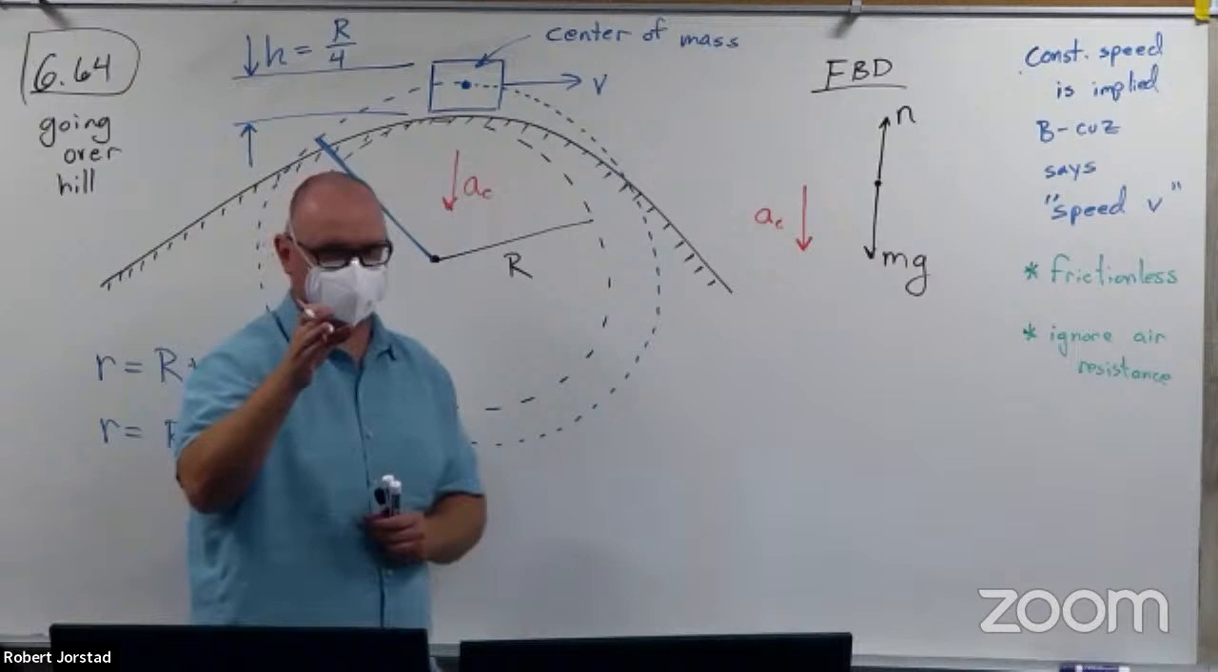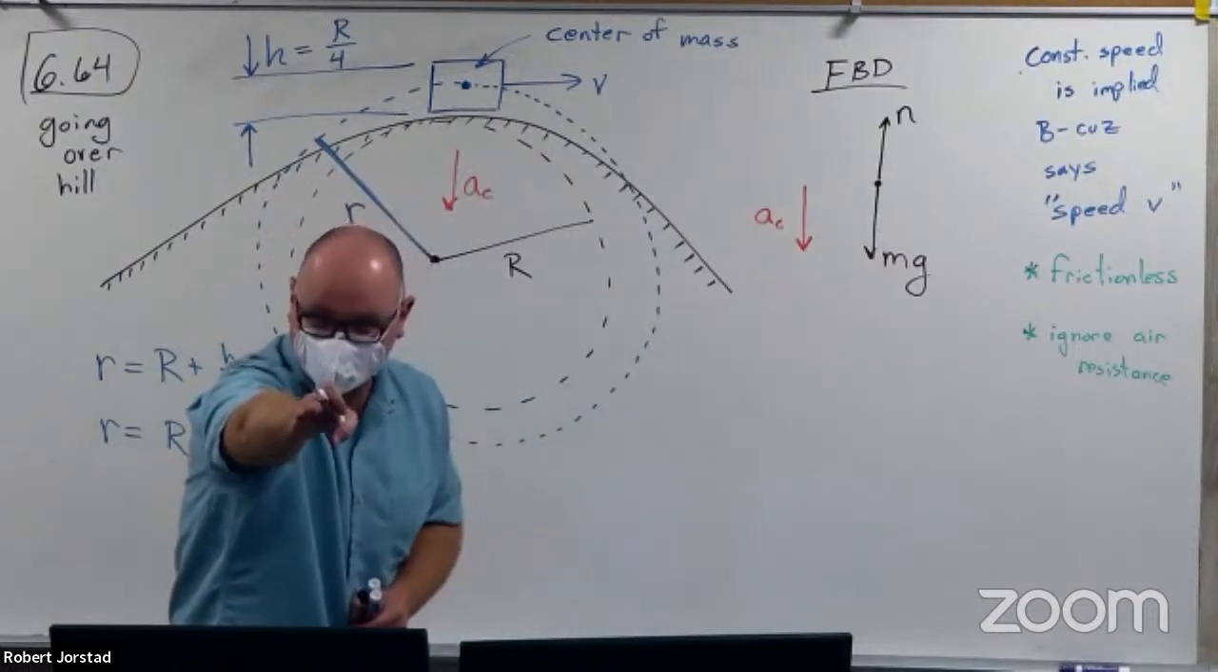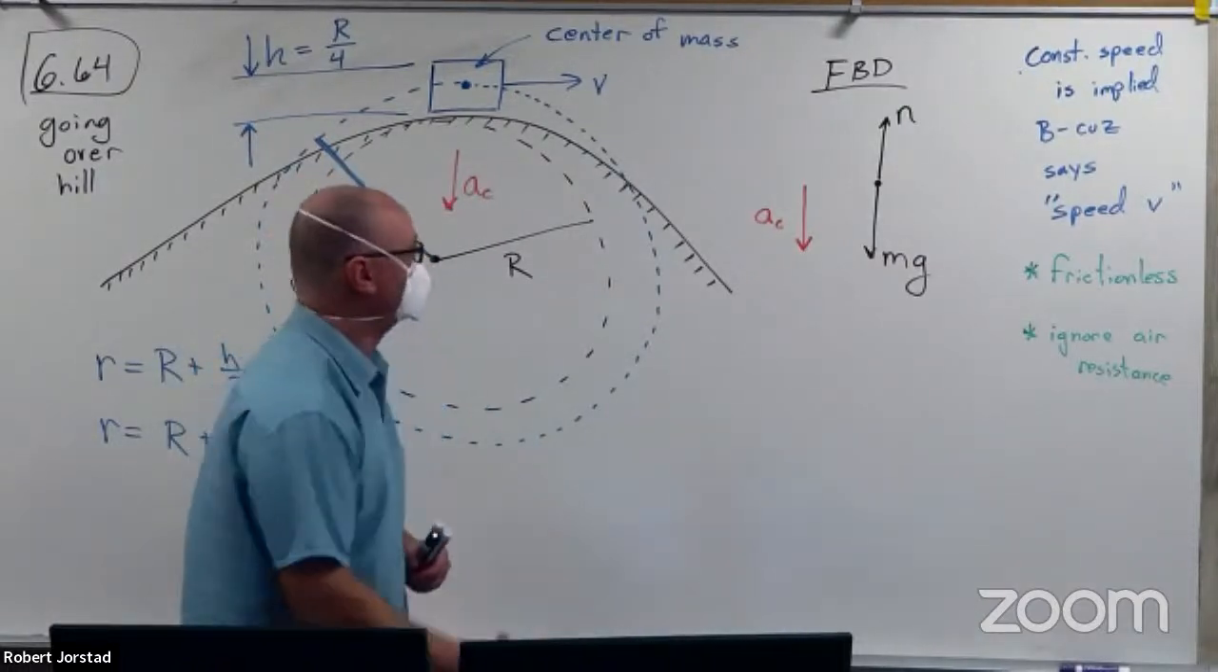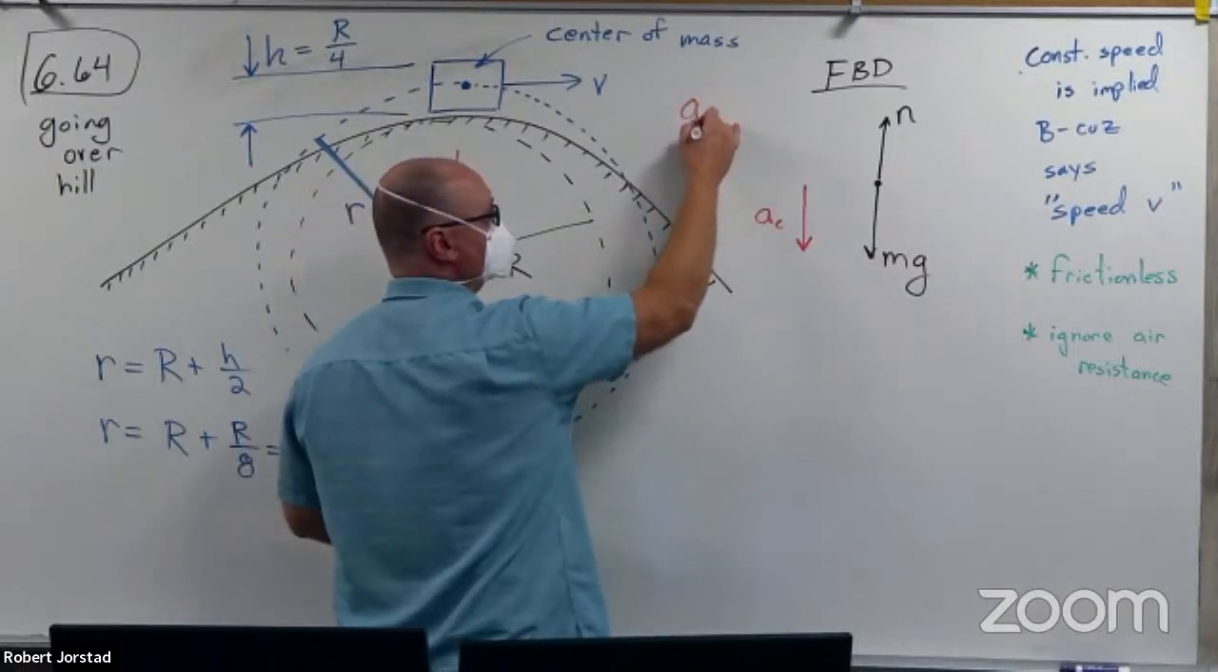Now, when I say constant speed, one component of acceleration is zero. Which component?